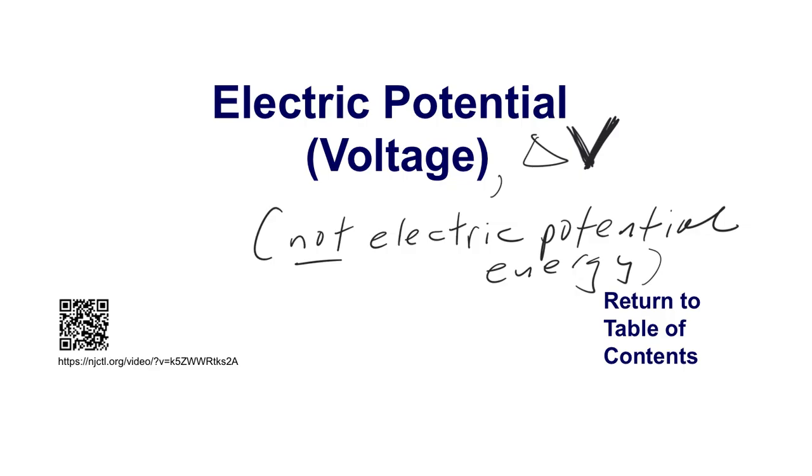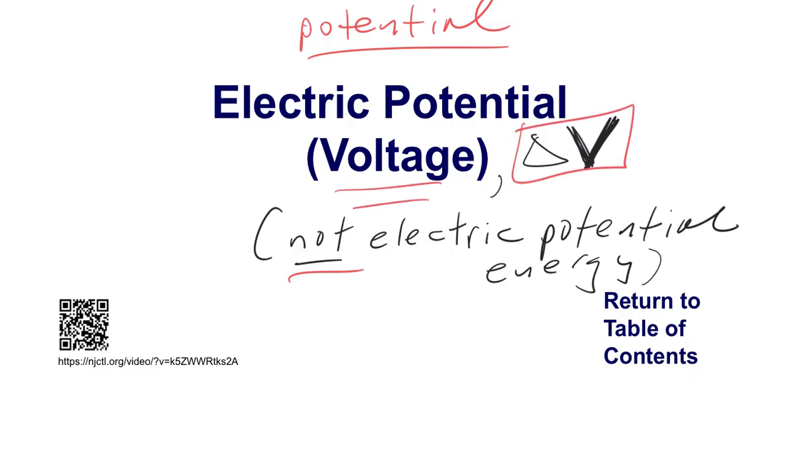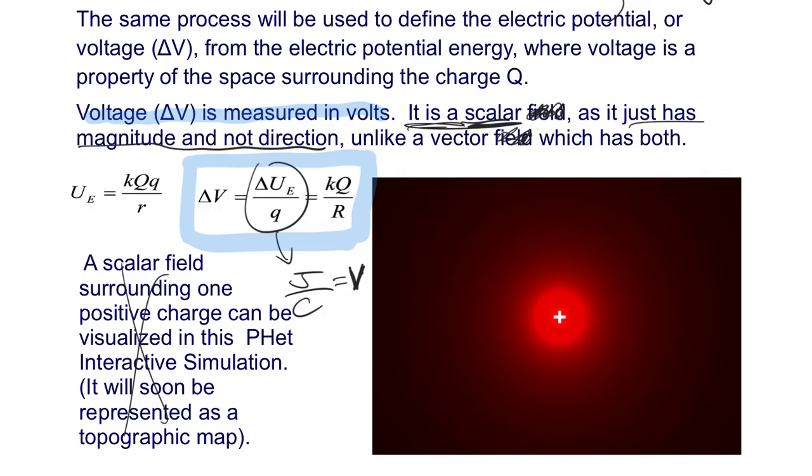Now, electrical potential is not electric potential energy. So this is kind of confusing. Sometimes they just call this potential. But electric potential is what we call voltage, and it's given the symbol delta V. So basically, here's the equation for electrical potential, otherwise called potential, otherwise called voltage.